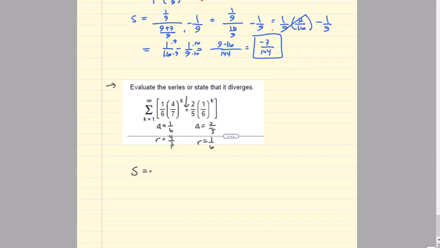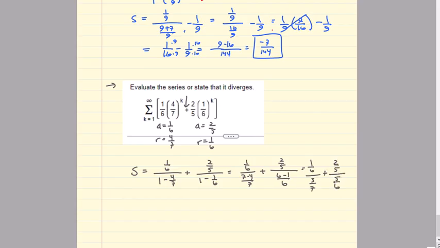So if I want to look at the sum of both of them, it would be 1/6 over 1 minus 4/7, plus 2/5 over 1 minus 1/6. As we're working here, this would be 1/6 over 7 minus 4 over 7, plus 2/5 over 6 minus 1 over 6. So again, 1/6 all over 7 minus 4, which is 3/7, plus 2/5 over 5/6. Now when you divide by a fraction, you multiply by the reciprocal. So it would be 7/3 plus 2/5 times 6/5.